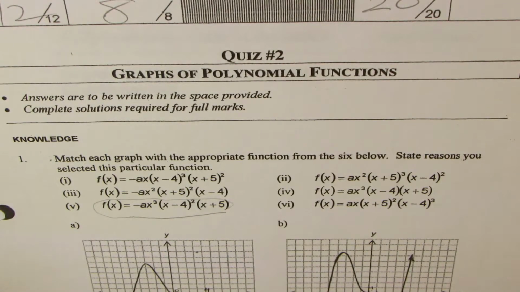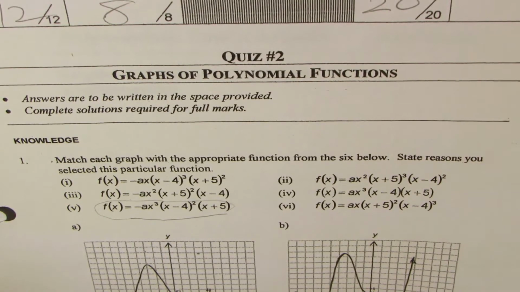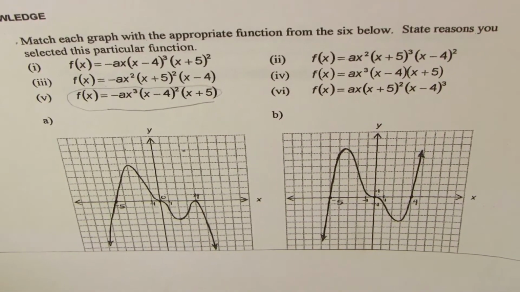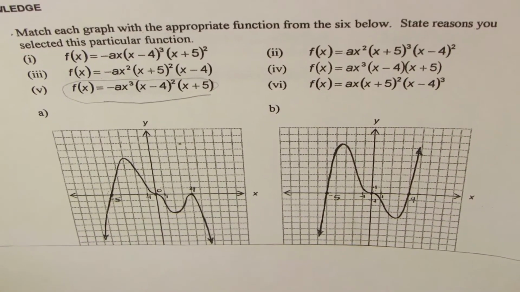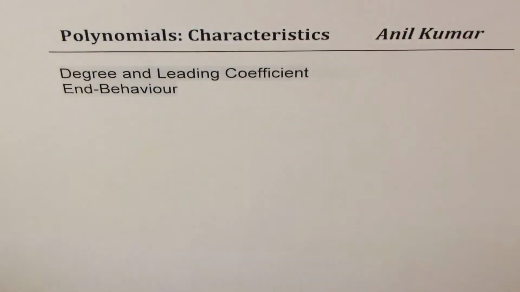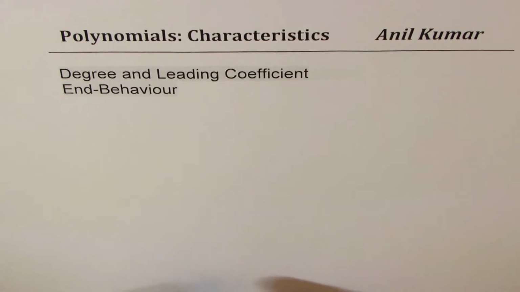And also we can discuss how to get the equation of a polynomial from its graph like this, or in objective type match the equation with the given graph. So let's begin with degree and leading coefficient and the end behavior of a polynomial.